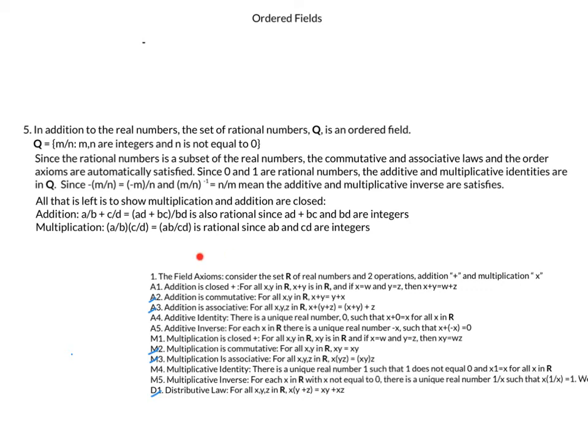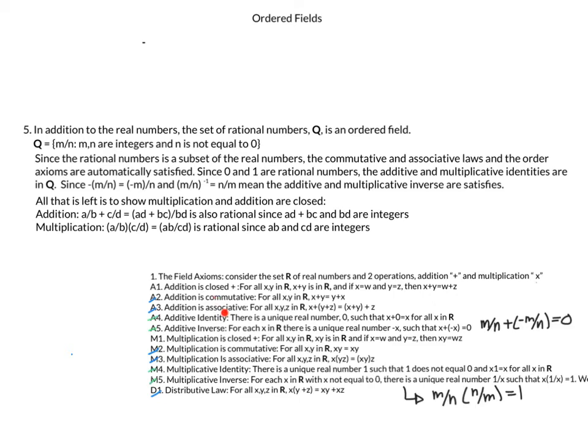So I checked them off here, off of the field axioms. So addition, associativity of addition and multiplication, and the distributive law. Again, those properties all carry over because rational numbers are a subset of the real numbers, and we've already determined that the real numbers is an ordered field. So the things we need to show is that addition is closed, the additive identity and additive inverse are part of the rational numbers, multiplication is closed, and the multiplicative identity and multiplicative inverse are also part of the rational numbers. So first are the identities.